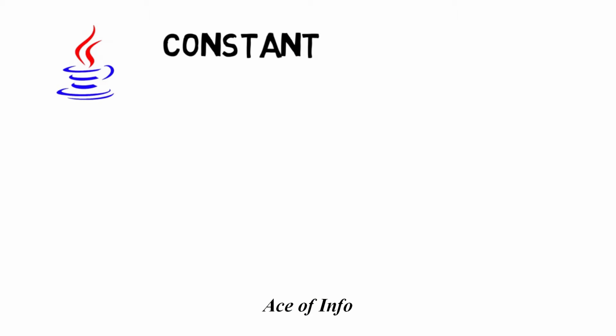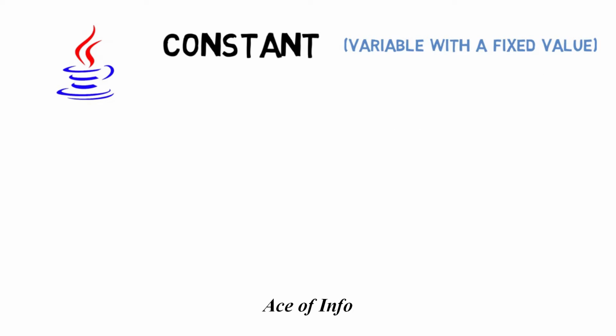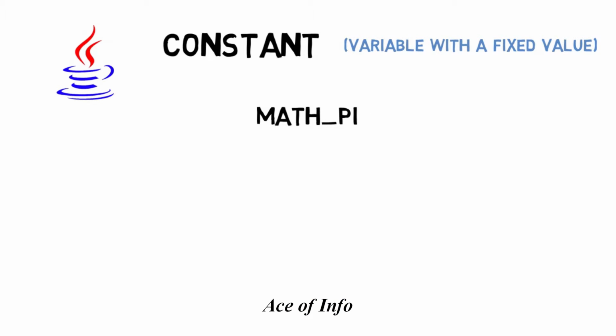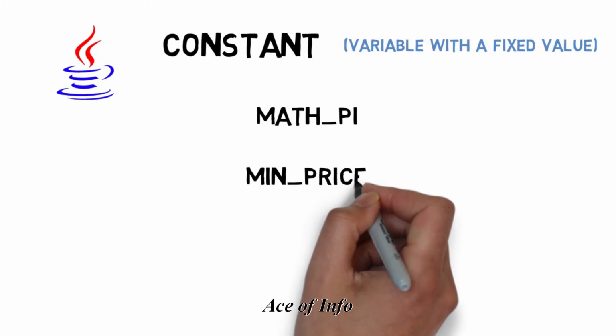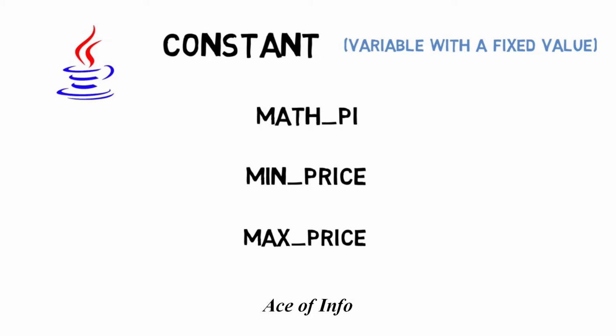Now what is a constant? A constant is a variable with a fixed value. For example, Math.PI. This is a constant. It doesn't change. The value is always fixed. And you can also declare your own constants, for example, MIN_PRICE, MAX_PRICE. So when you have more than one word, try to use an underscore to divide, since we can't use camel case because they are all in capital already.